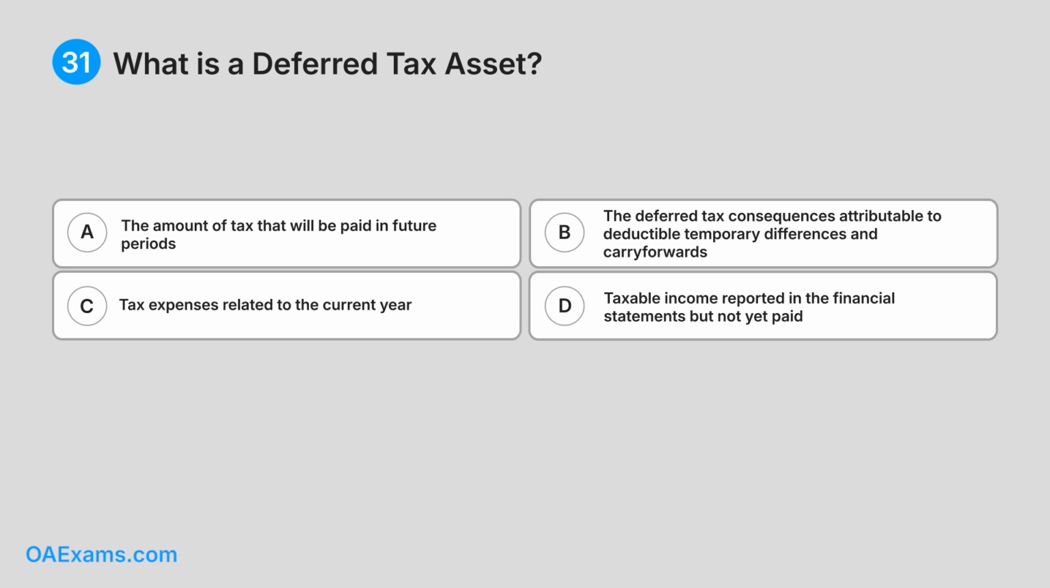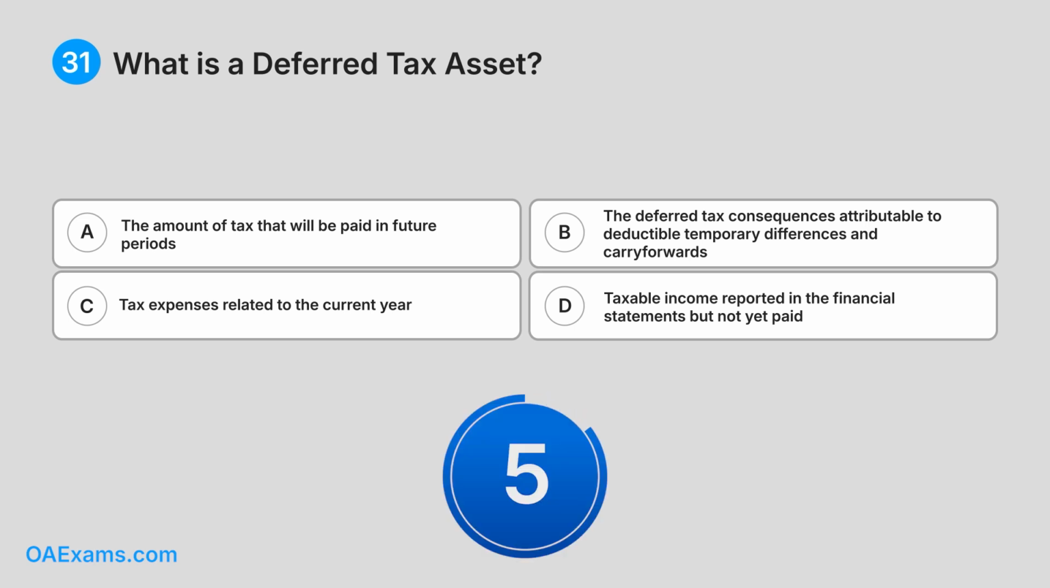31. What is a deferred tax asset? A. The amount of tax that will be paid in future periods. B. The deferred tax consequences attributable to deductible temporary differences and carry forwards. C. Tax expenses related to the current year. D. Taxable income reported in the financial statements, but not yet paid. What do you think is the answer?